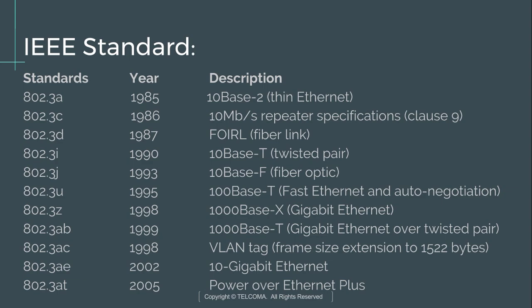Next is 802.3ab, invented in 1999, and it defined 1000BaseT cables, Gigabit Ethernet over twisted pair cables. Next is 802.3ac, invented in 1998, and it defined VLAN tagged frames in Ethernet. Then 802.3ae, invented in 2002, defined 10 Gigabit Ethernet, the new technology in the Ethernet network. 802.3at, invented in 2005, defined the feature of Ethernet that is Power over Ethernet. How can we define Power over Ethernet?